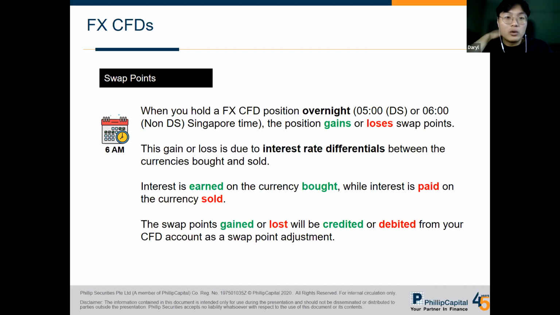Okay, when you hold an FX CFD position overnight, at 5 a.m. for daylight saving and 6 a.m. for non-daylight saving, the position will gain or lose the swap points. The gain or loss is due to the interest rate differential between the currency bought and sold. So interest is earned on the currency bought, while interest is paid on the currency sold. The swap point gain or loss will be credited or debited from your CFD account as the swap points adjustment.